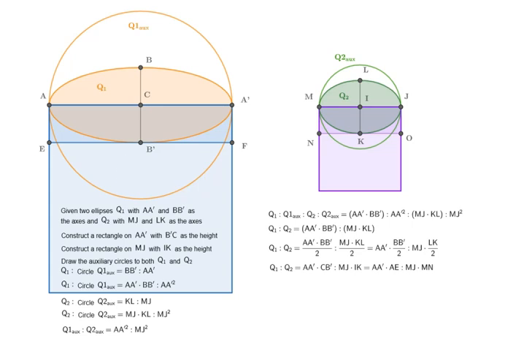Now, what does similarity of ellipses mean? It means that the ratio of the major axis to the minor axis of one ellipse is equal to the ratio of the major axis to the minor axis in the other ellipse. If that is the case, then Q1 is to Q2 is equal to A prime square is to MJ square, and we could also look at it in terms of the minor axis. Q1 is to Q2 is equal to BB prime square is to LK square.